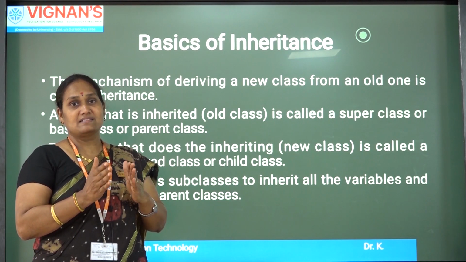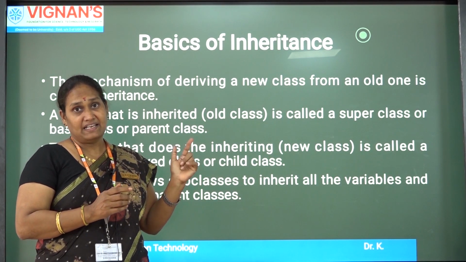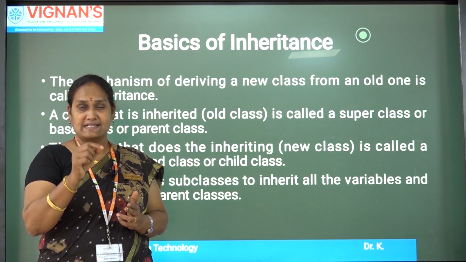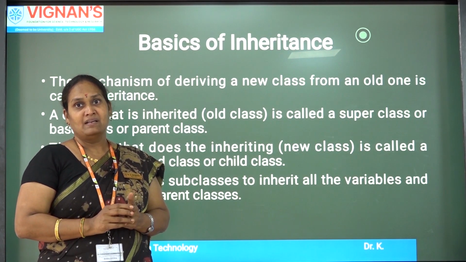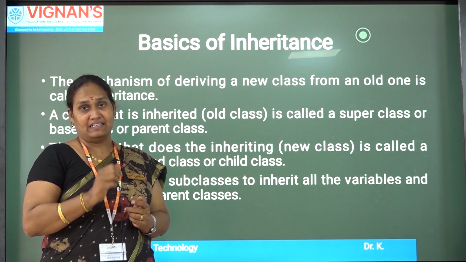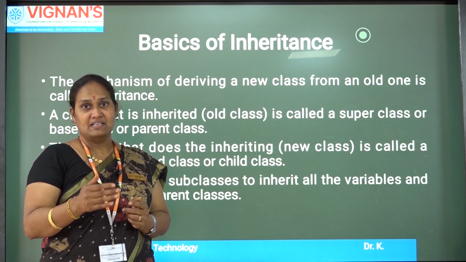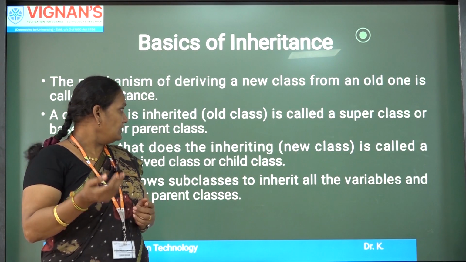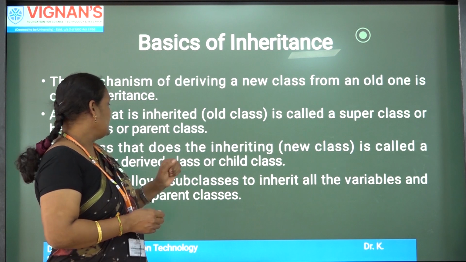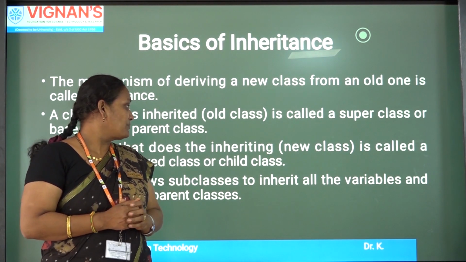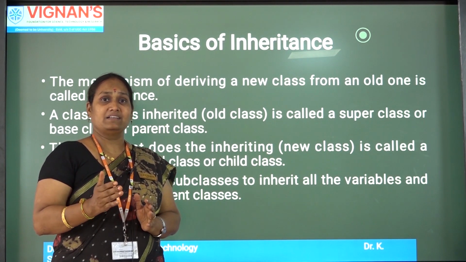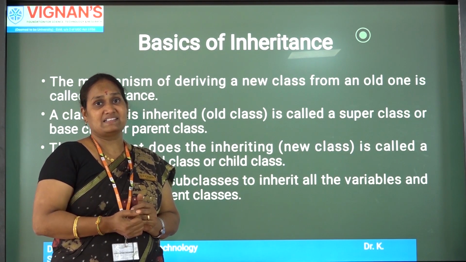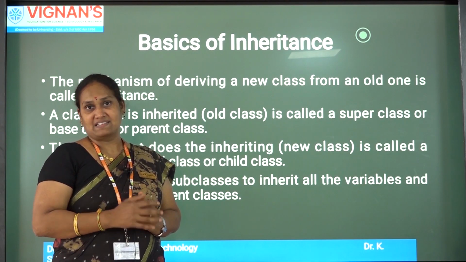The old class which is inherited is called the base class or parent class, which is also called the superclass. The class which does the inheriting, that is, the new class, is called a child class or a subclass. Inheritance allows subclasses to inherit or access all the variables and methods from the superclasses.